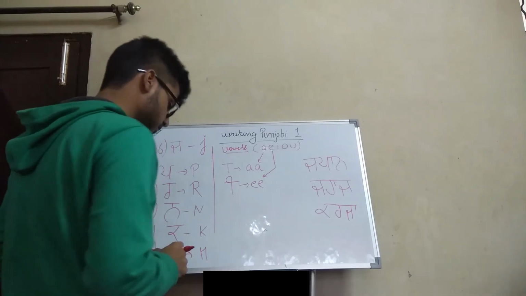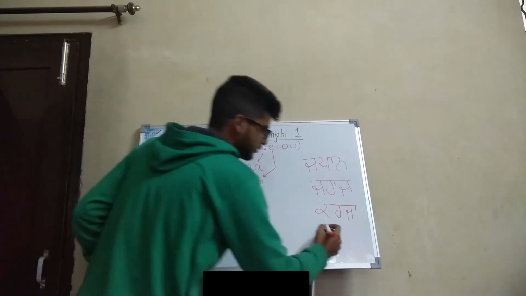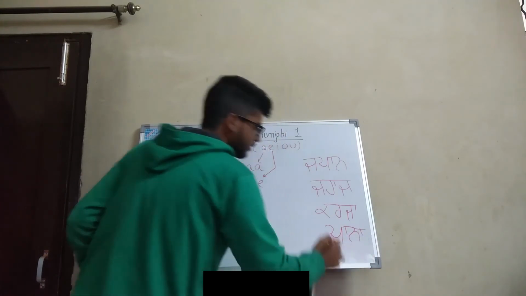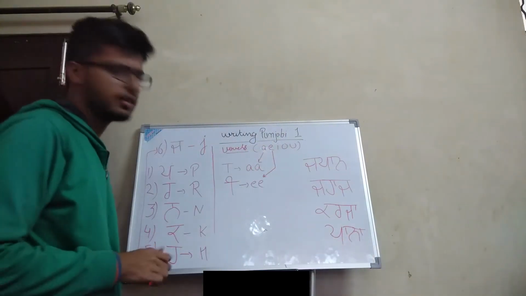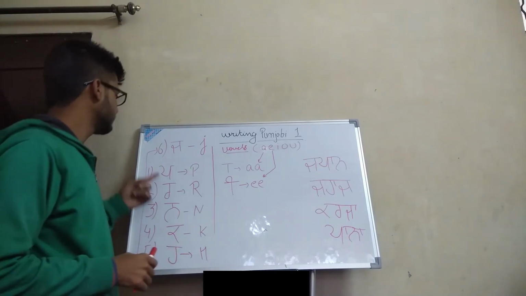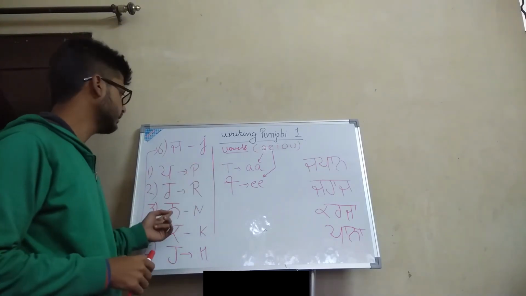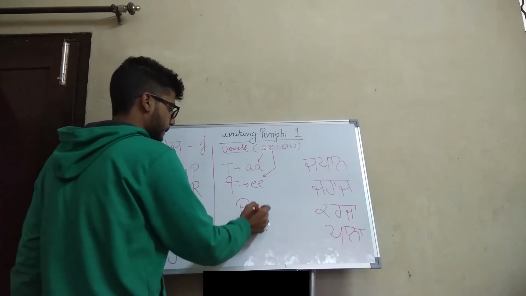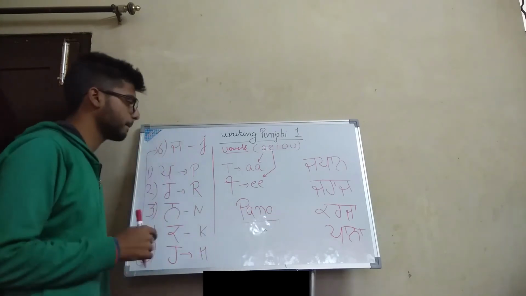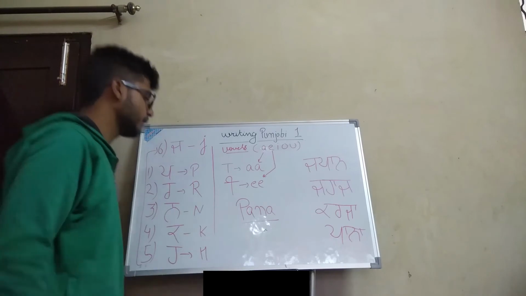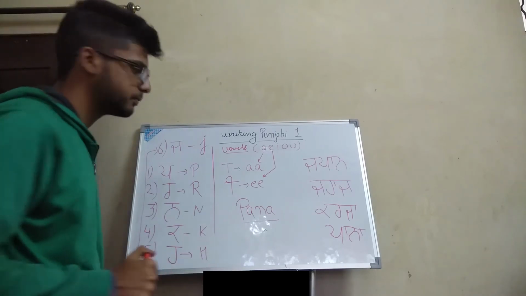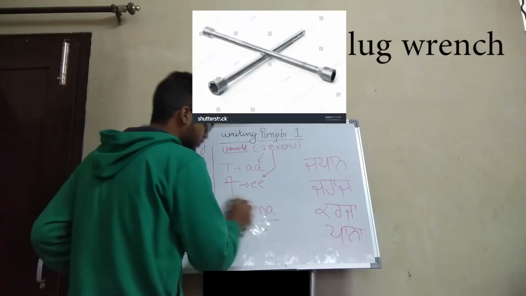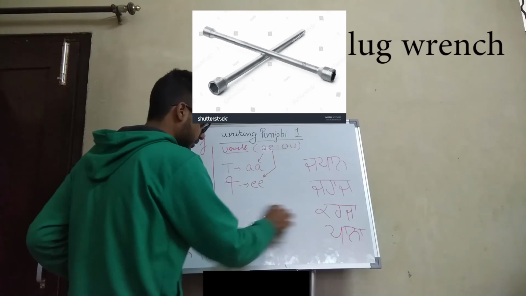So writing one more word. This is an easy one. I think you can read it now. It's P-A-N-A. It's panna. Panna is also a Punjabi word. It's actually a tool used to open nuts and bolts.